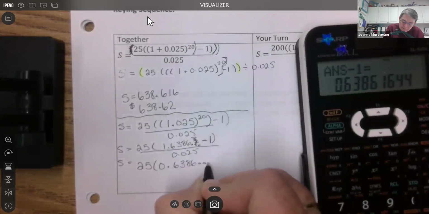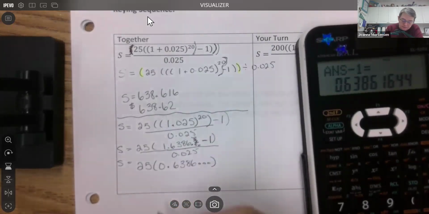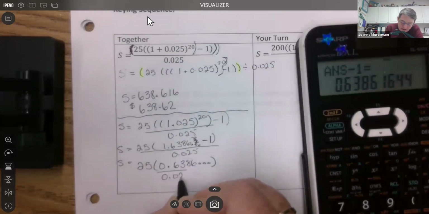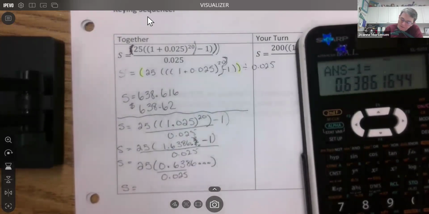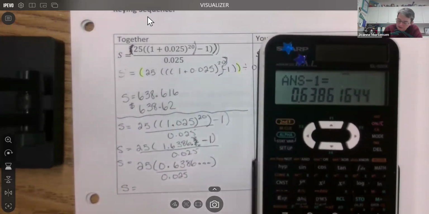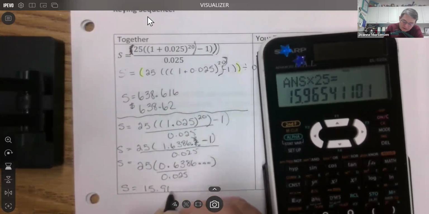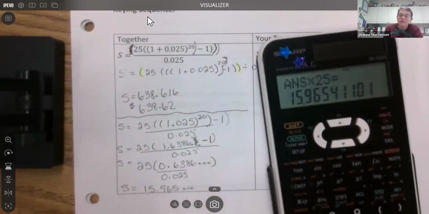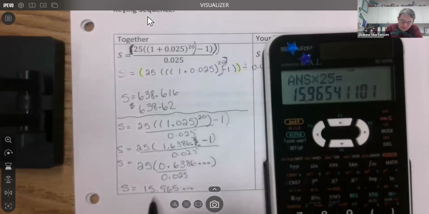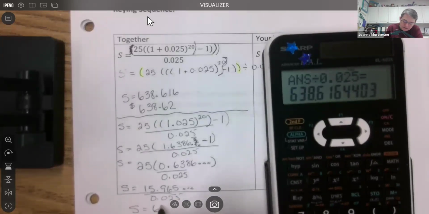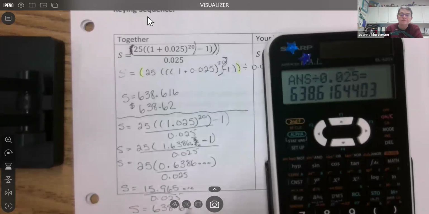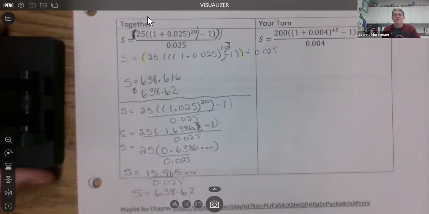.6386. Again, there's more and I'm not writing it. Divide by 0.025. And now I'm going to multiply that times 25. 15.965. Again, dot, dot, dot. Not clearing my calculator. So I divide that by 0.025. And we get 638.62. So I put that down.